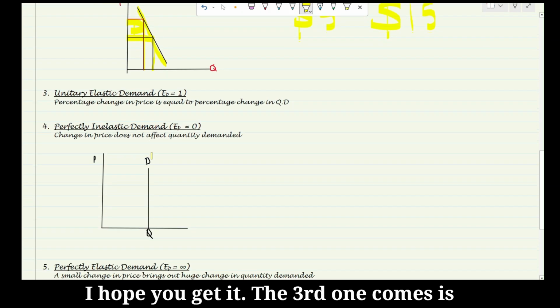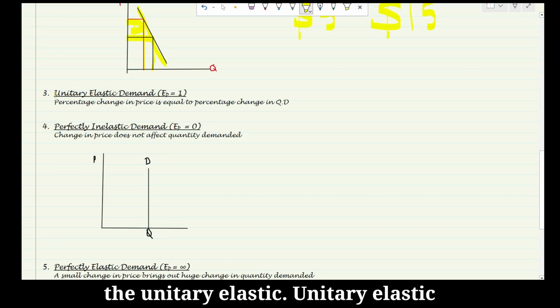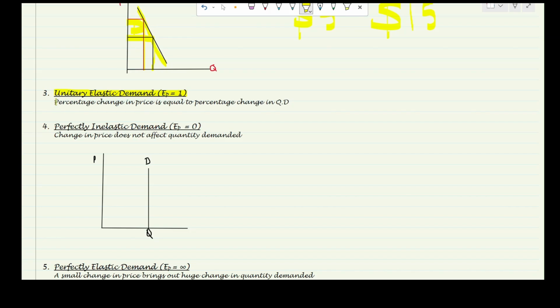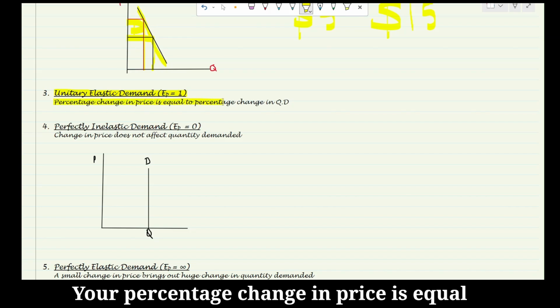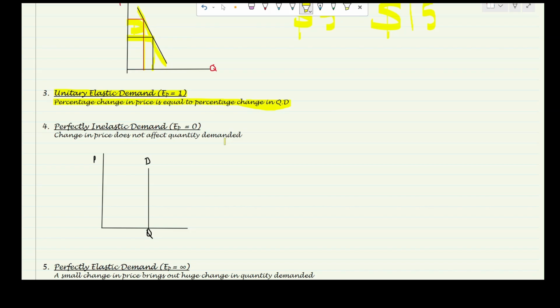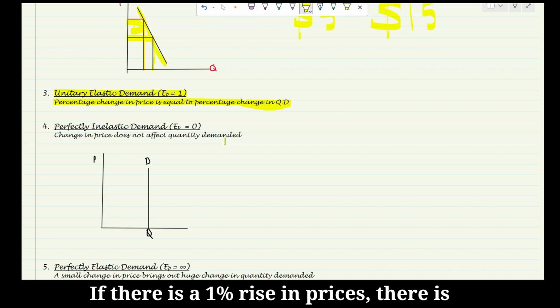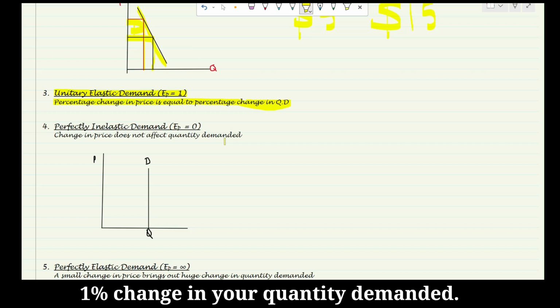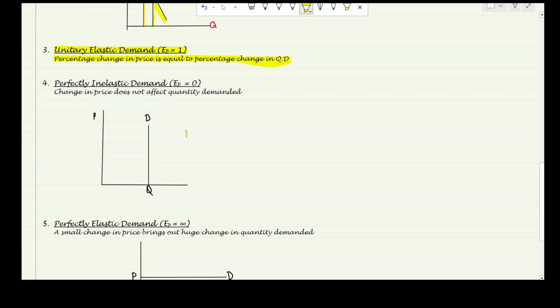The third one is the unitary elastic. Unitary elastic means price elasticity is equal to 1. Your percentage change in price is equal to the percentage change in quantity demanded. If there is a 1% rise in prices, there will be a 1% change in your quantity demanded.